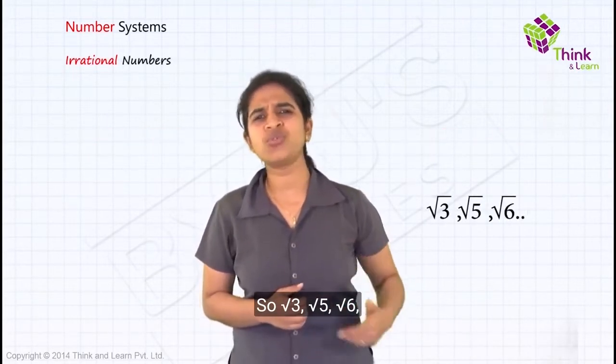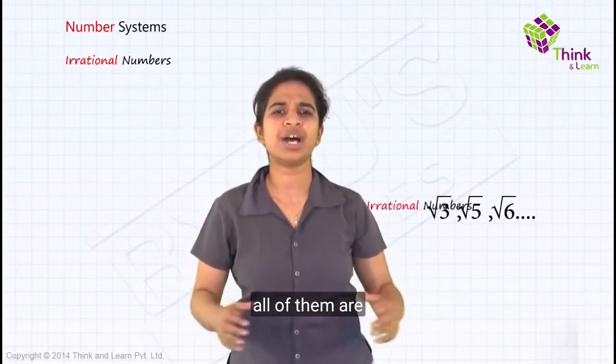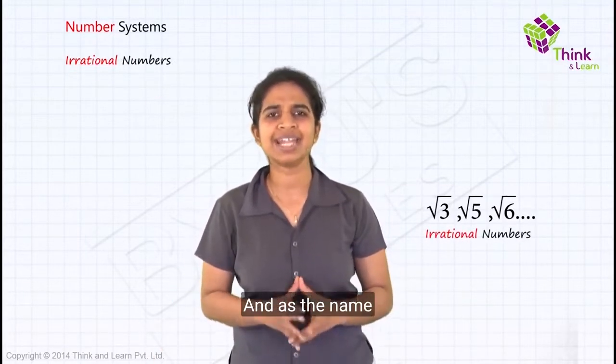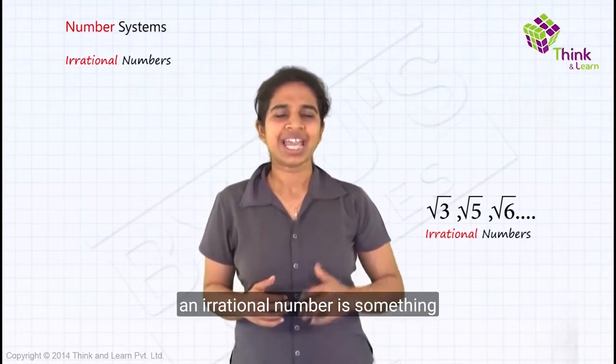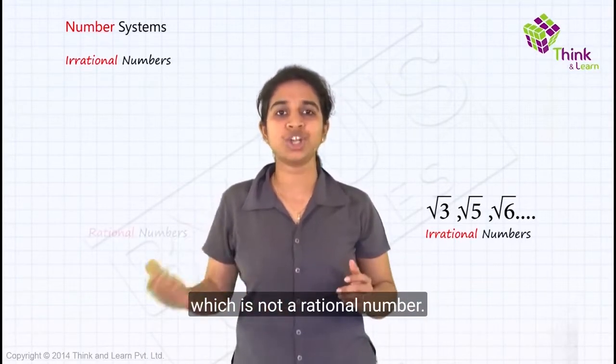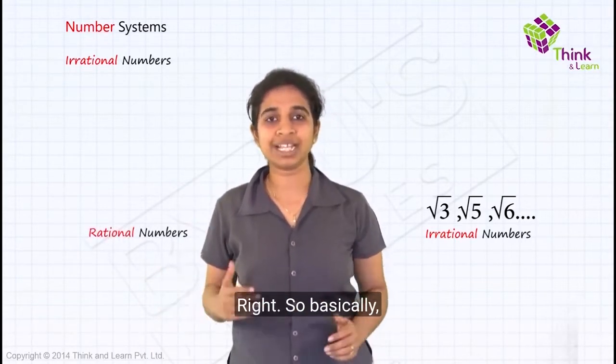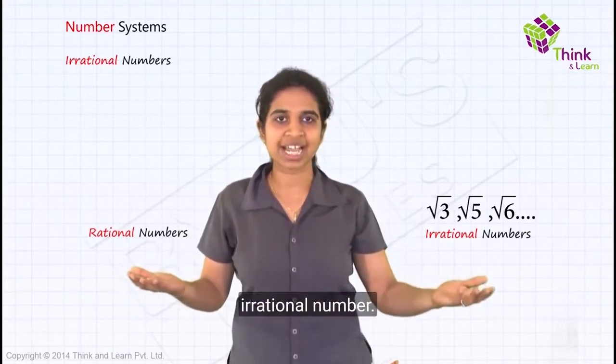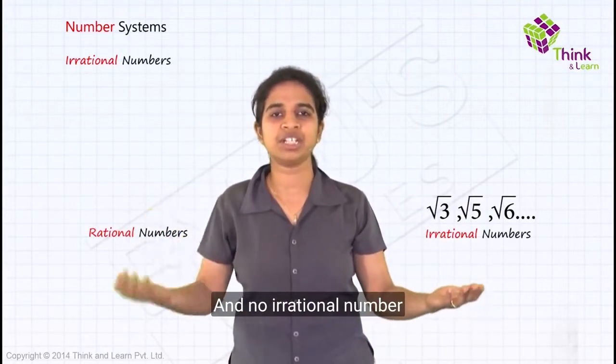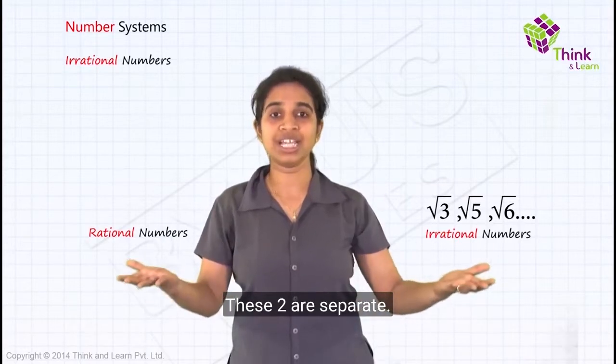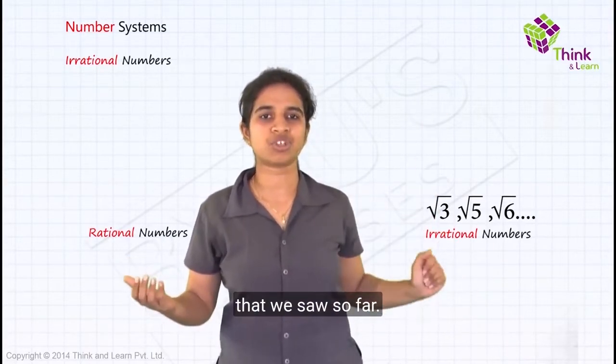So root 3, root 5, root 6, all of them are irrational numbers, right? And as the name itself suggests, an irrational number is something which is not a rational number, right? So basically, no rational number is an irrational number and no irrational number is a rational number, right? These two are separate, unlike the numbers that we saw so far.